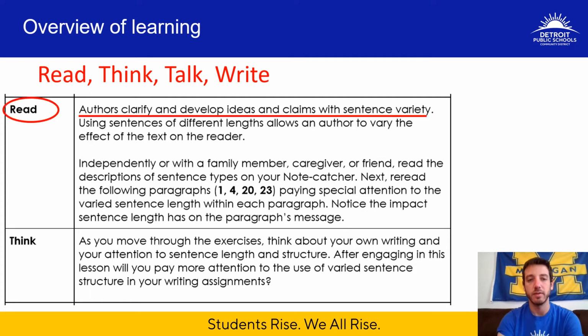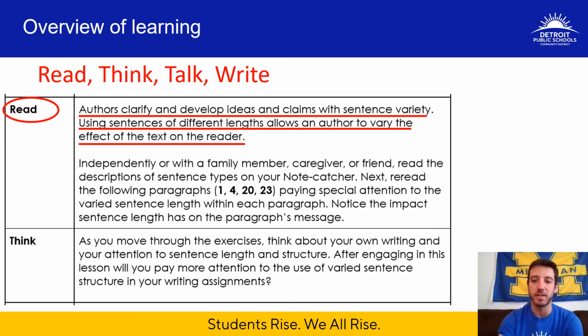For the read section, first, authors clarify and develop ideas and claims with sentence variety. Using sentences of different lengths allows an author to vary the effect of the text on the reader. So authors intentionally vary their sentence length throughout a text, and sentences of different lengths basically allow the author to vary the effect of the text on the reader. So they intentionally use sentence length to their advantage to change the effect it's having on the reader.